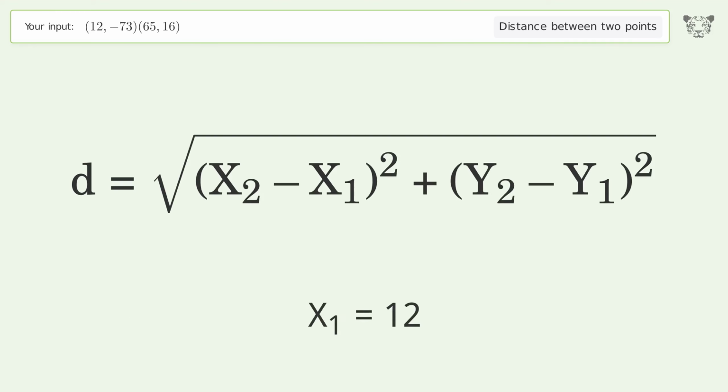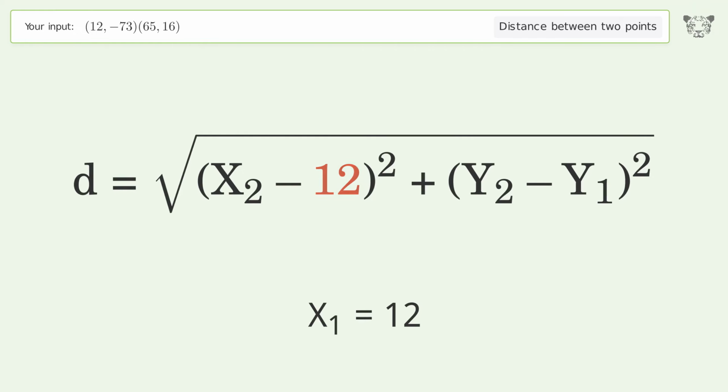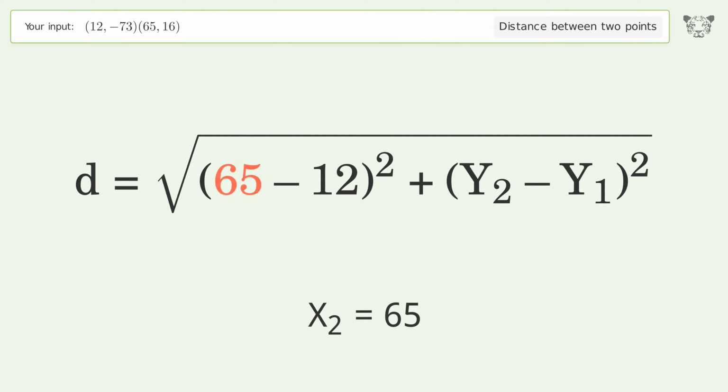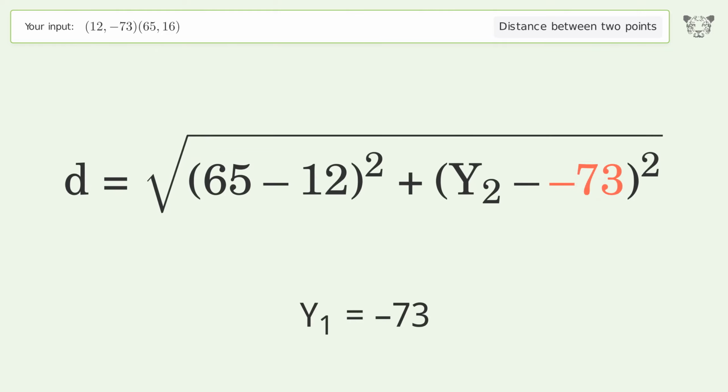x1 equals 12. x2 equals 65. y1 equals negative 73. y2 equals 16.